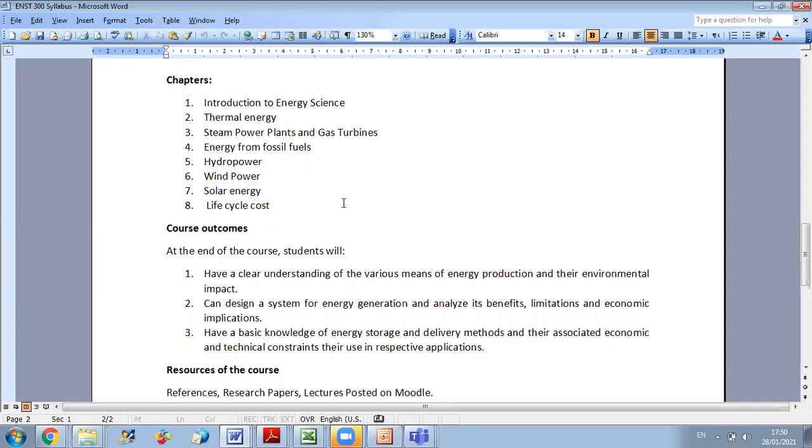We will see how we assess economically if a project is viable or not. Now, hopefully, at the end of this course, you will have a clear understanding of the various means of energy production and their environmental impact. We'll be able to design a system for energy generation and analyze its benefits, limitations, and economic implications. And we'll have a basic knowledge of energy storage and delivery methods and their associated economic and technical constraints in their use in respective applications.